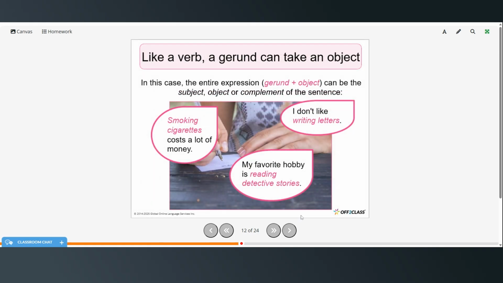So in this case, the entire expression, the gerund plus the object, can be the subject, object, or complement of the sentence. So smoking cigarettes costs a lot of money. I don't like writing letters. My favorite hobby is reading detective stories.